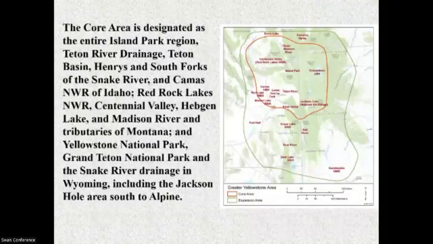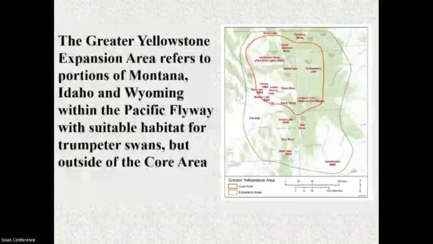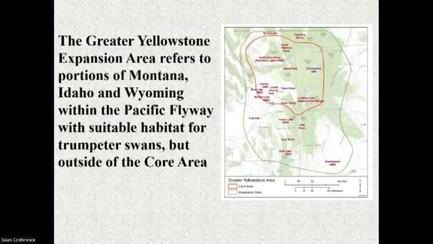Now, the core area is designated as the entire Island Park area, the Teton River drainage, Henry's and South Forks of the Snake River, Camas National Wildlife Refuge, Red Rocks, the Madison River, all these areas in here. And in perfect government lingo, the greater Yellowstone area refers to portions of Montana, Idaho, and Wyoming within the Pacific Flyway suitable for habitat, but outside of the core area. So that's how we define the expansion area: anything that was not defined by the core area.